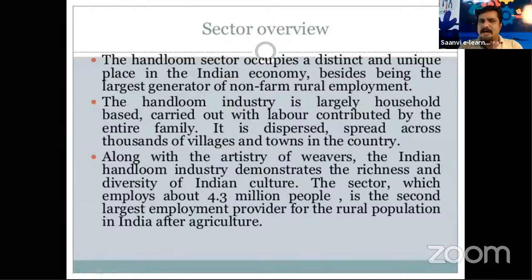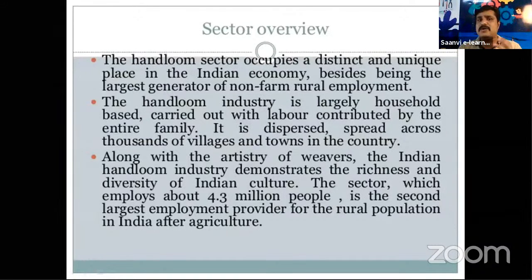And along with the artistry of weavers, the Indian handloom industry demonstrates the richness and diversity of Indian culture. I have told you in the beginning, richness and diversity of Indian culture. Handloom works have a uniqueness, a special role we can see in these works.